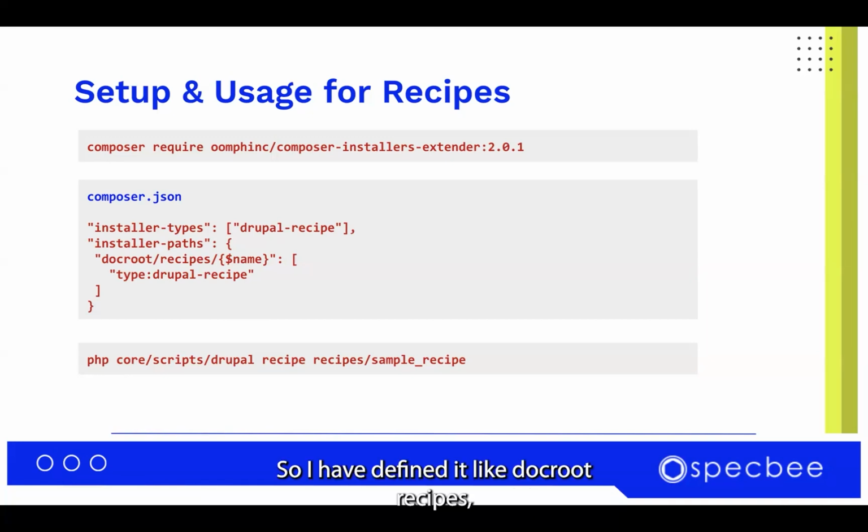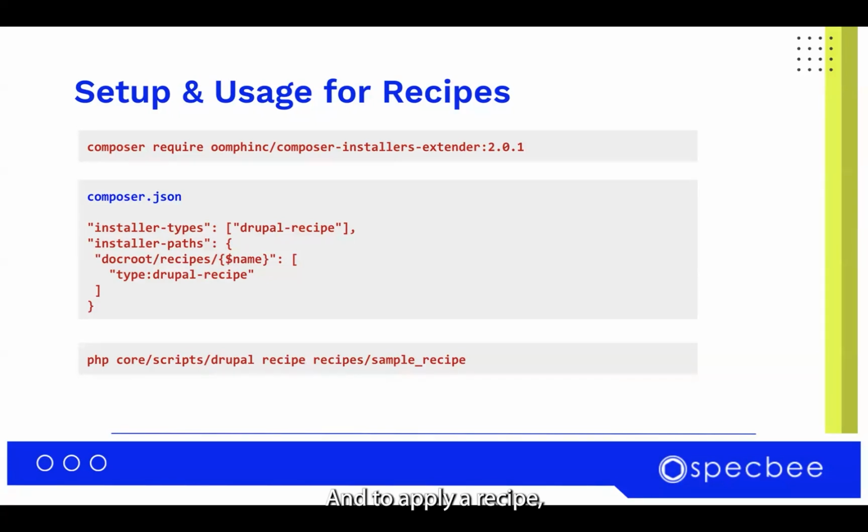So I've defined it like doc.root recipes, the name of the composer, and that is the Drupal type recipe. So whenever composer detects that the type is Drupal recipe, it will download it inside the doc.root recipes directory. That's why in the composer.json file, the type Drupal recipe is a necessity, so that composer can understand what type of package it is, or what type of installer it is, or an asset, and accordingly it will download the package inside that directory.